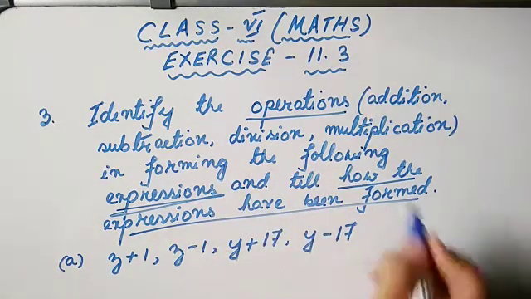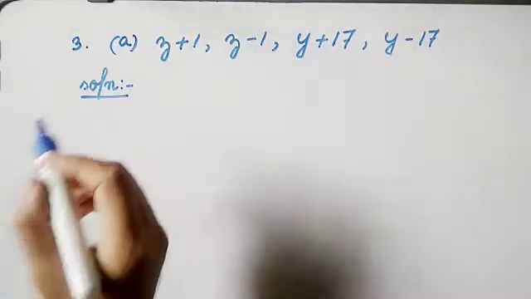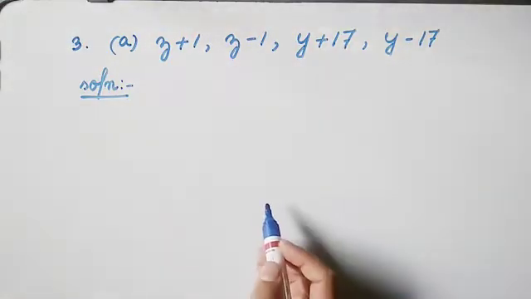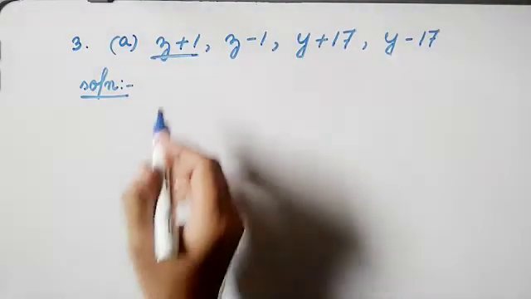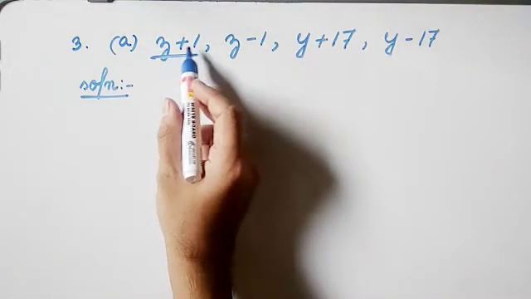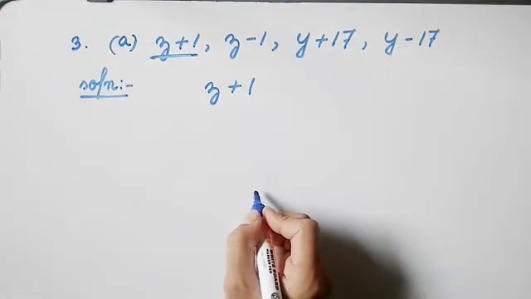Understood? So here is our first expression. So we are going to start from here. Okay, so let's solve this question. So students, here is our first question. Let's look at the first expression. Okay, the first expression is z plus 1. Z plus 1 is our first expression.